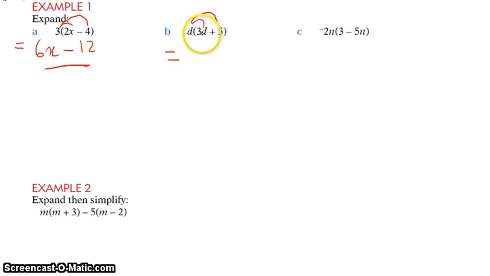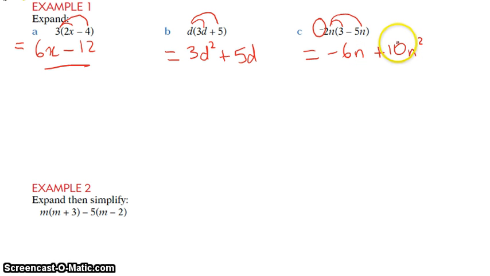Next one, d times 3d plus 5. Well, I've got 3, and d times d is d squared. Plus, because there's a plus sign, d times 5 is 5d. We always write the number before the letter, never the letter before. So always the pronumeral is after the number. Question C, even trickier because look, there's a negative out here this time. So negative 2 times 3, negative 6, and I've got an n to add on to it from here. Negative 2 times negative 5 is plus 10, and I've got n squared to add on.